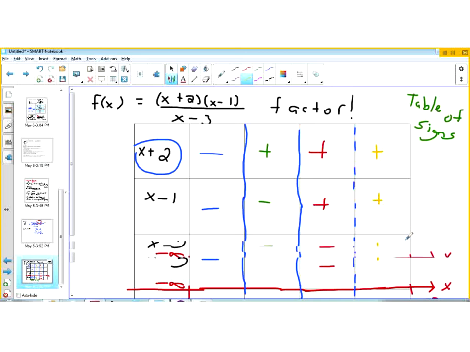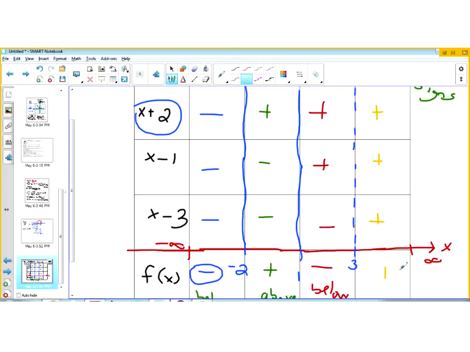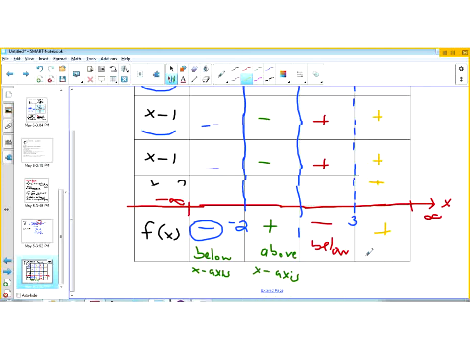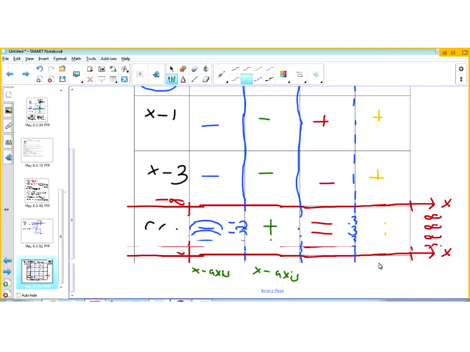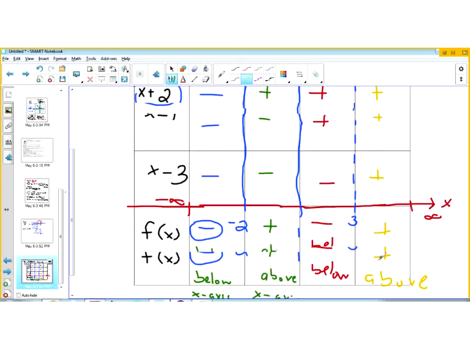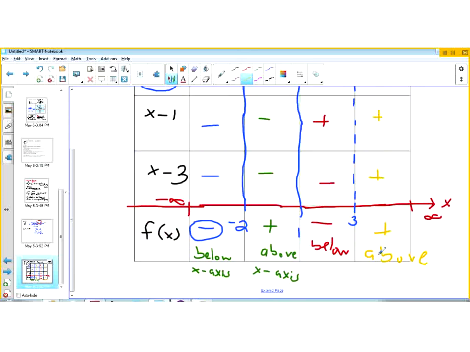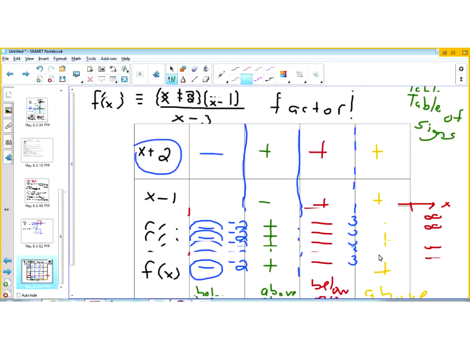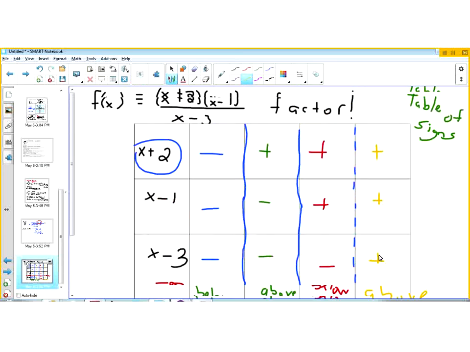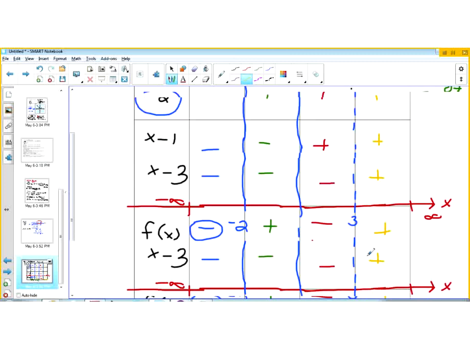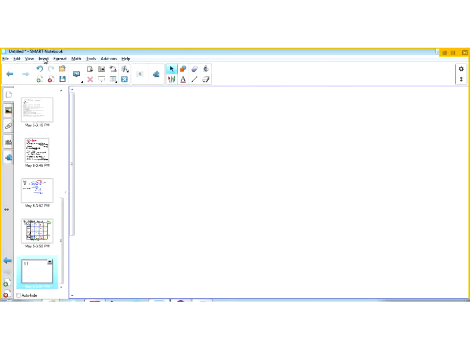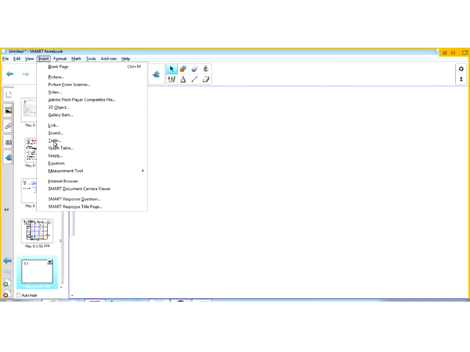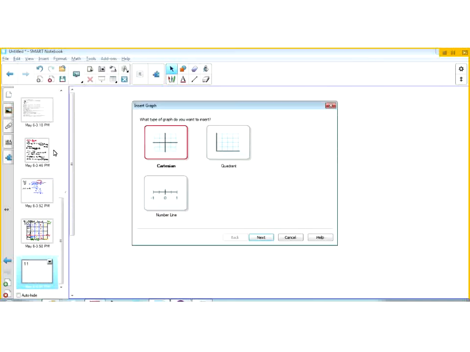All right, so now we go for x greater than 3. And of course, when x is greater than 3, all of the factors will exhibit positive signs. And f of x is positive, and so you're above. Okay, so above. So there you have it. So there's your table of signs. And it tells you which direction in which to draw your graph. So now we have all 6 steps filled out, and we're ready to construct our graph.